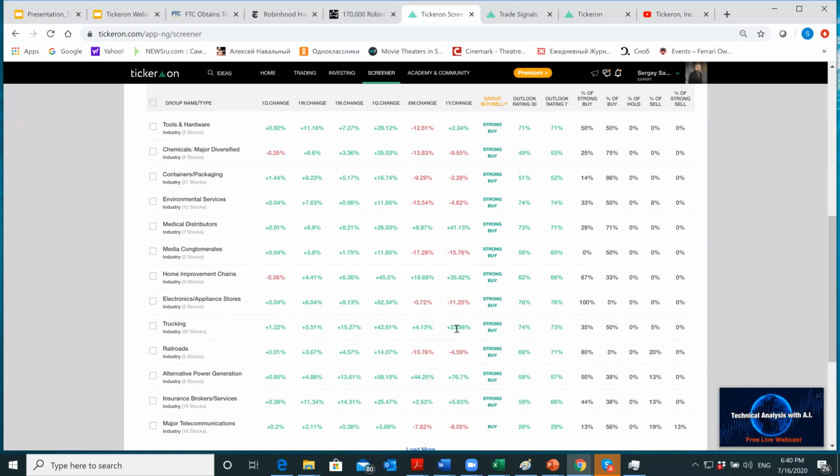So that means if you would select pretty much any stock out of trucking, you would be better off than just looking at any other software. And what we have here, it's 35% strong buys, 50% buys, and only 5 sells, which is okay. Okay. So what I'm gonna do then, I will show you how to be prepared for tomorrow.